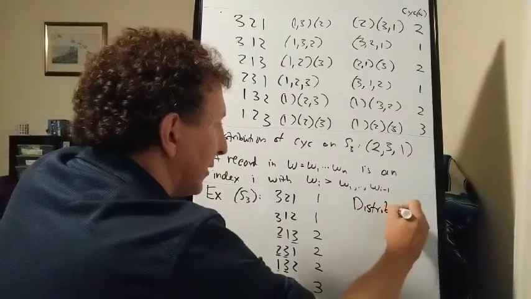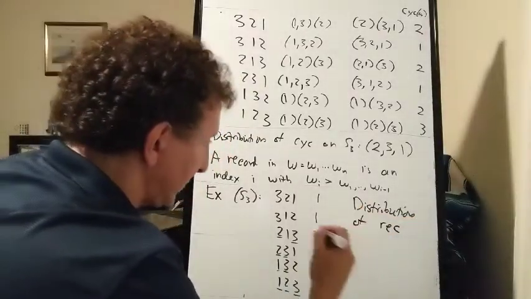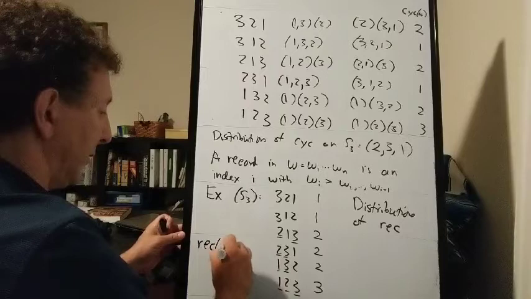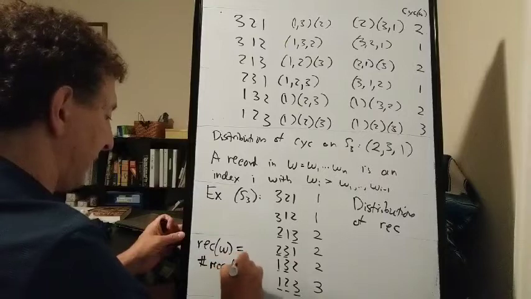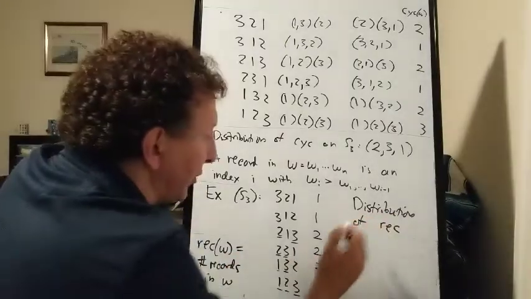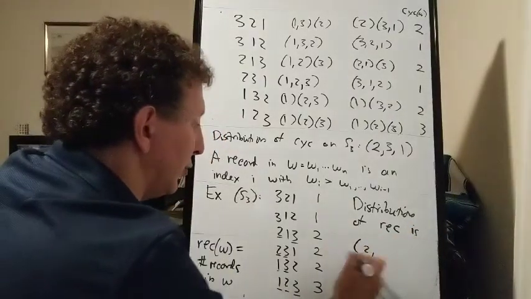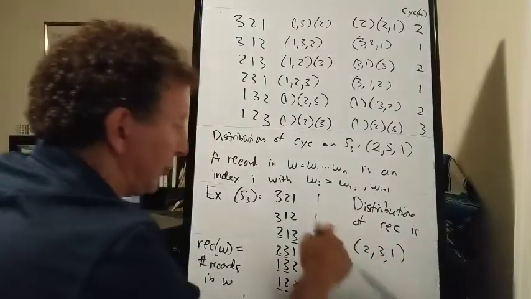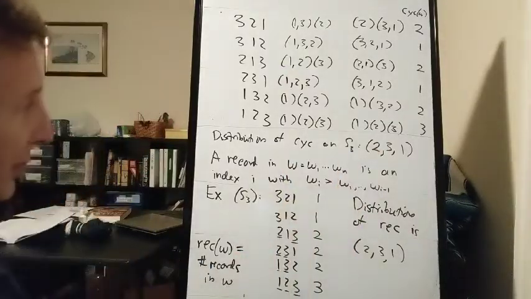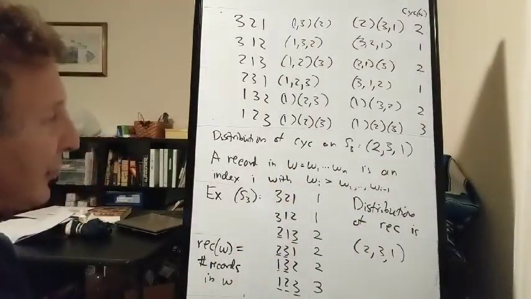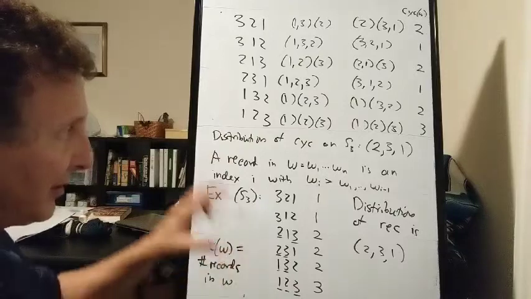So the distribution of the record statistic, so we'll write rec of W to be the number of records in W. So the distribution of this on S3 is 2, 3, 1. 2 of them have 1 record, 3 of them have 2 records, and 1 has 3 records. So it happens to be the same as the number of cycles. And actually it's not an accident. For any n, the distribution of cycles on Sn and the distribution of records on Sn are exactly the same.